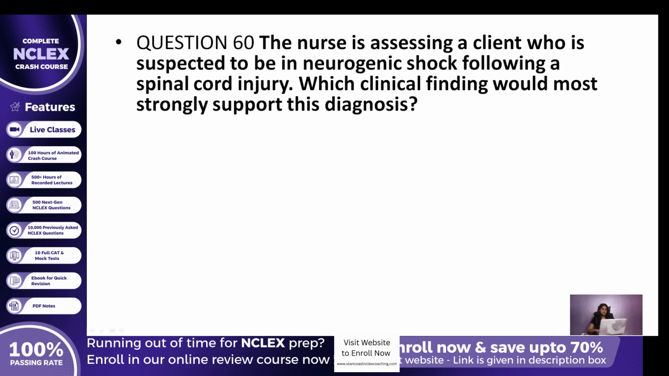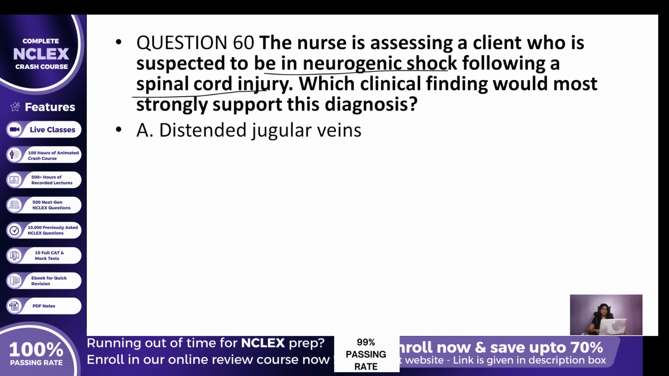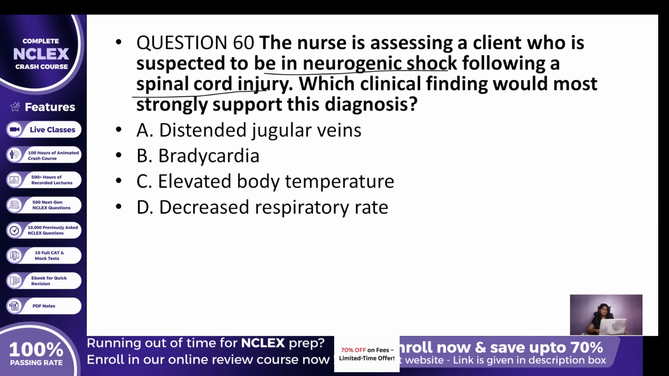Question 60. The nurse is assessing a client suspected to be in neurogenic shock following a spinal cord injury. Which clinical finding would most strongly support this diagnosis? The options are A. Distended jugular veins, B. Bradycardia, C. Elevated body temperature, D. Decreased respiratory rate. The correct answer is option B.